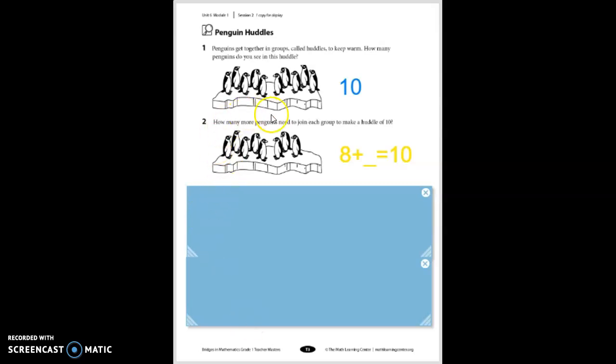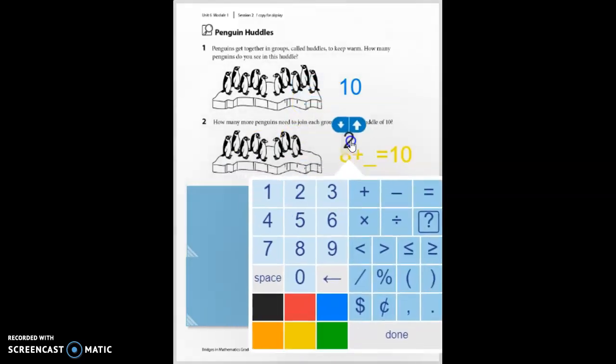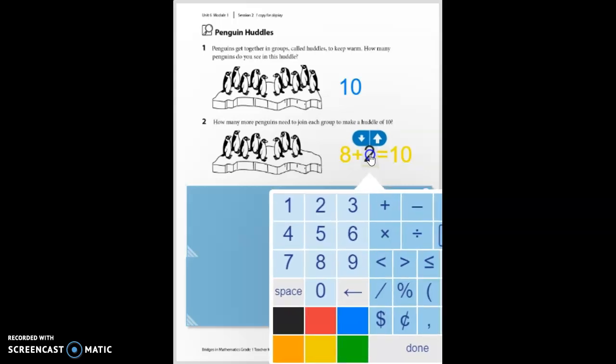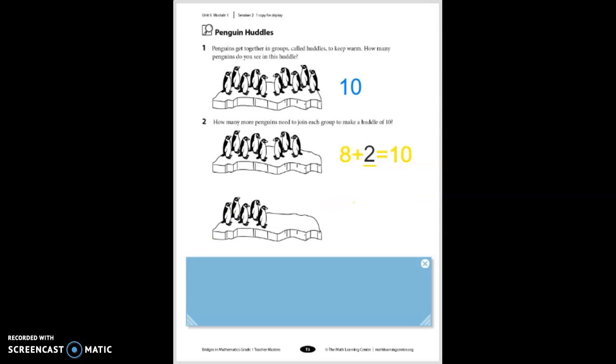So if we have 8 penguins here, I'm going to use my counting on strategy to see how many more I need. I'm going to use my fingers. So I have 8. I'm going to grab my 8 and I have to count up to 10. 9, 10. I had 2 fingers, so I know that we need 2 more penguins. Just like that. Let's see if we can do another one.